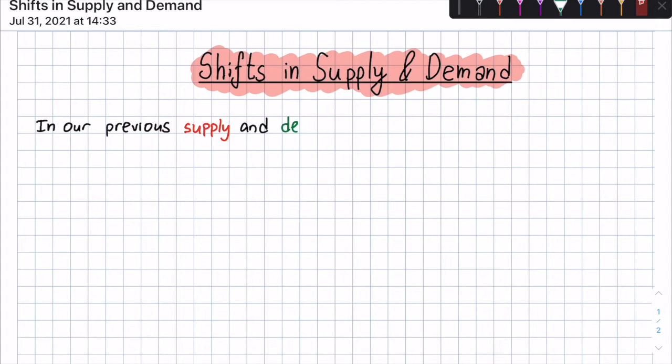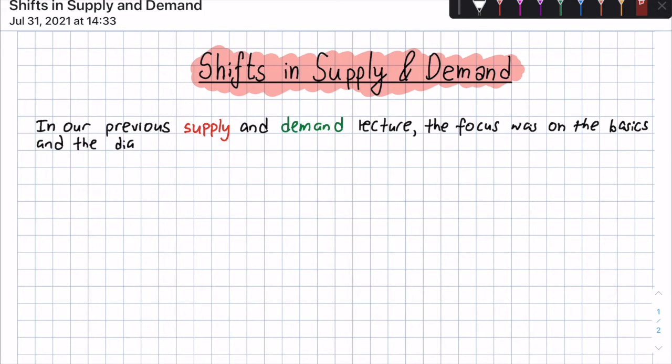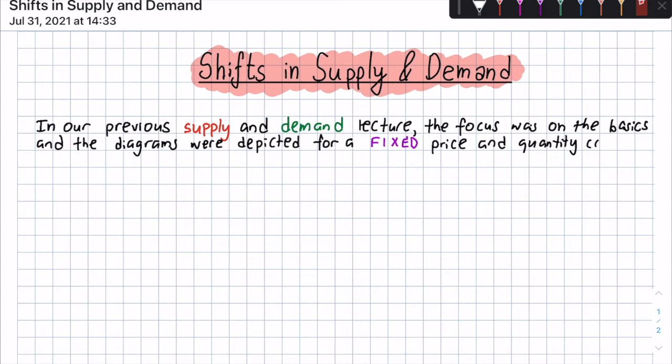So, in our previous supply and demand lecture, the focus was on the basics, and the diagrams were depicted for a fixed price and quantity combination. And this was for both curves. So essentially, this means that it was in a strict space for a single set of combinations of price and quantity, but this can change.